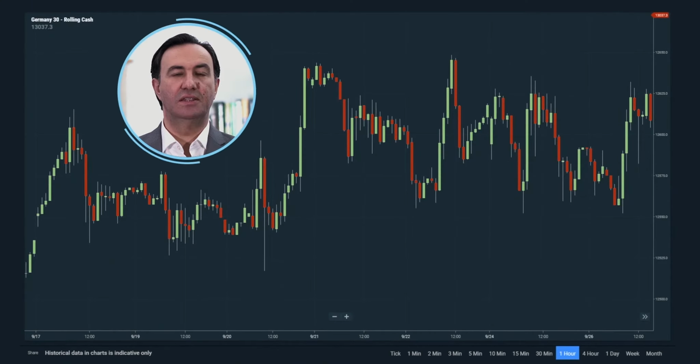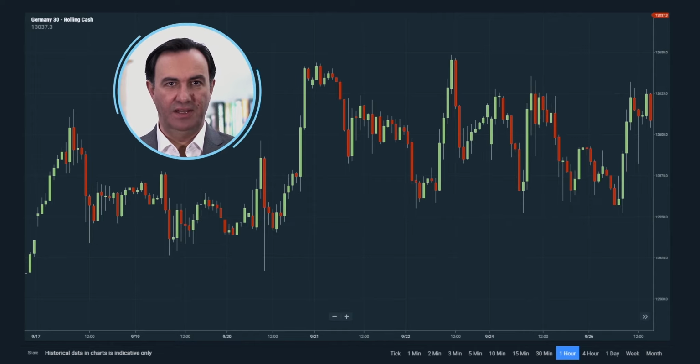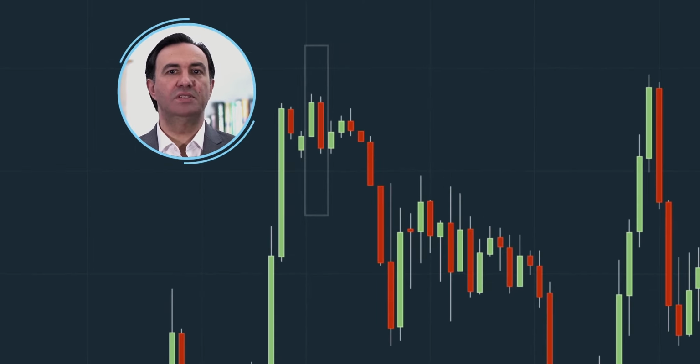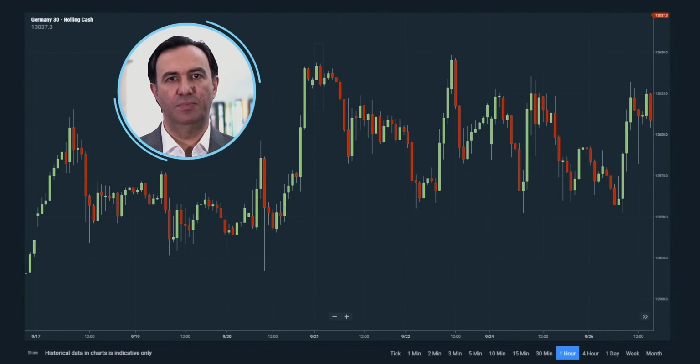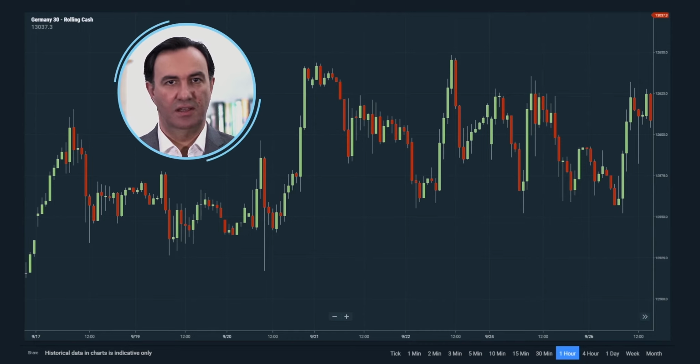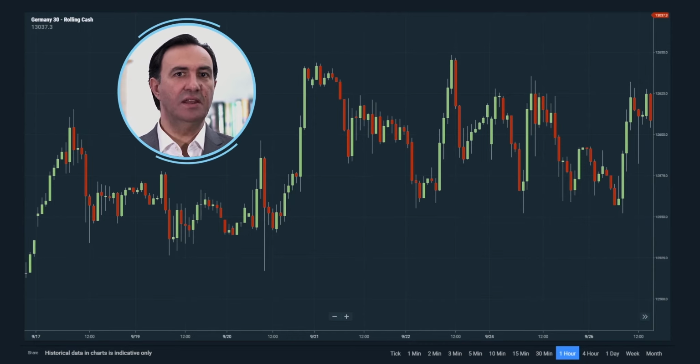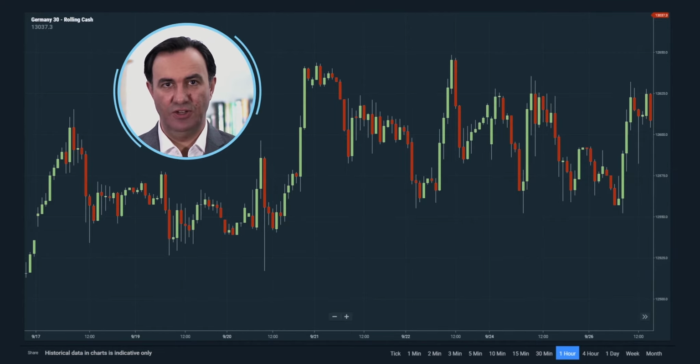So let's have a look at a tweezer pattern in a chart. We are in DAX, 1 hourly. There is a good tweezer top pattern here. The high points are similar. The first candle continues this fairly steep trend. The second candle reverses against the trend. Remember, where the second candle closes is not that important in this formation.